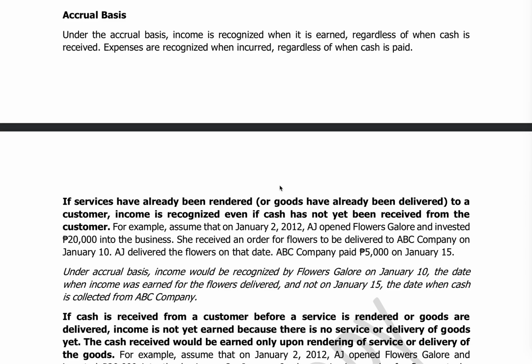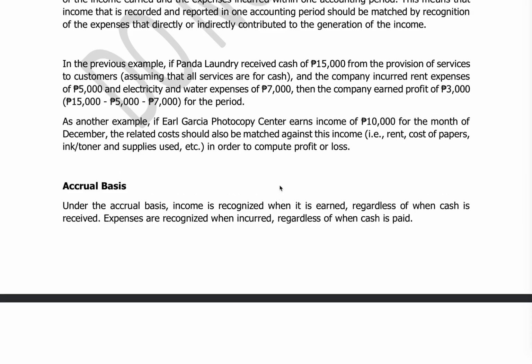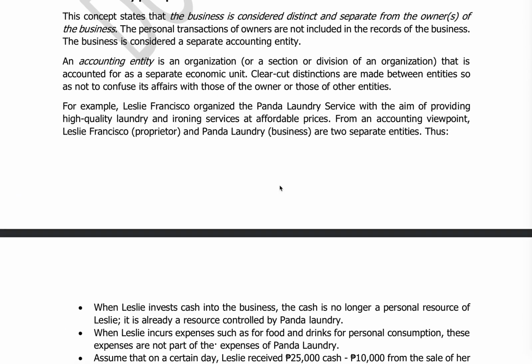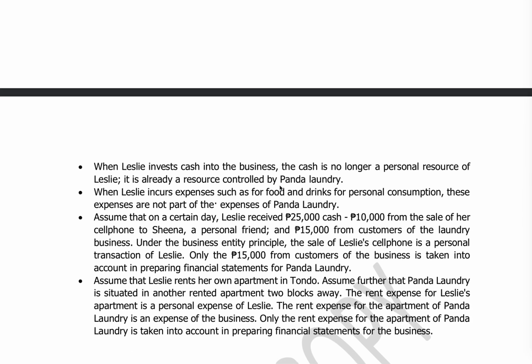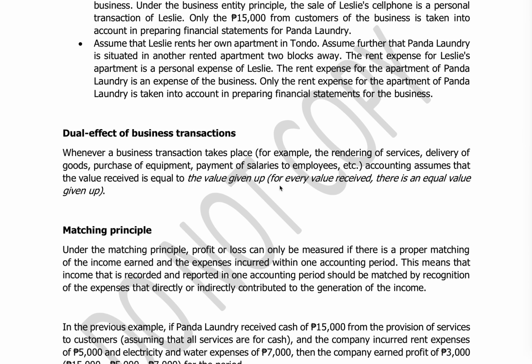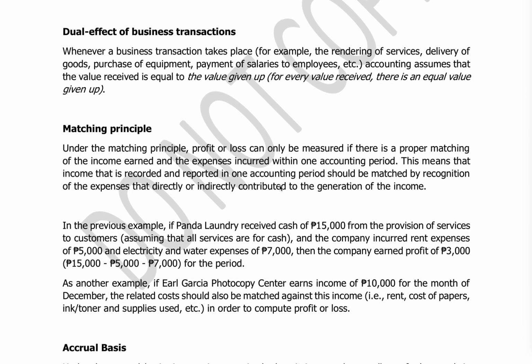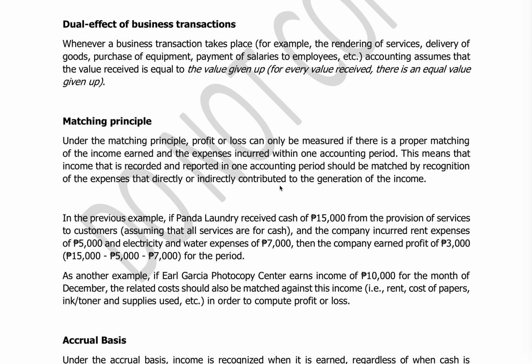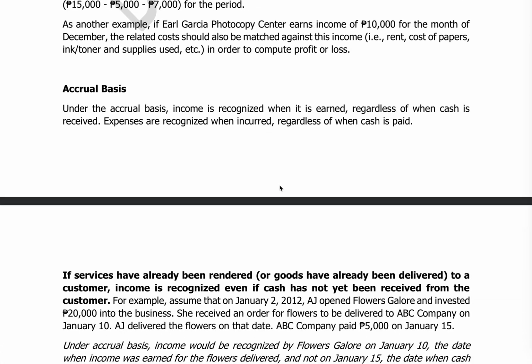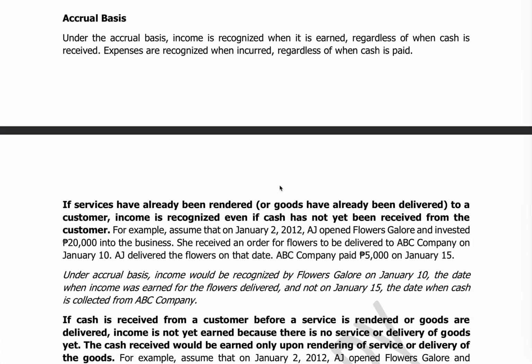So now we are going to discuss accrual basis. A while ago, we have discussed the different accounting principles. First, we have discussed the business entity principle, and then we have also discussed the dual effect of business transactions, and next, matching principle. Now we'll go to accrual basis.